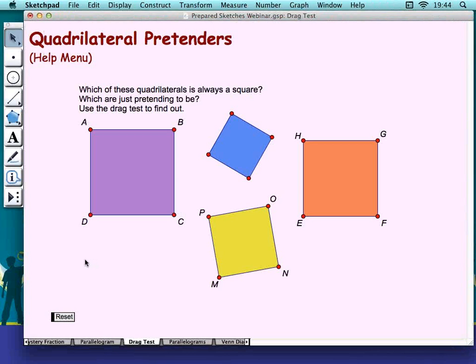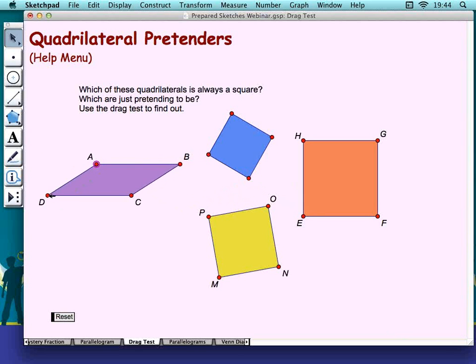So the Quadrilateral Pretenders activities are activities that help students to master the ideas of what quadrilaterals are, and how they can categorize quadrilaterals correctly. The basic idea of these activities is that we have 4 quadrilaterals here, some of which are pretending to be squares and some of which really are squares. By that, I mean that some of them are constructed so that no matter what we do with them, they always remain a square.